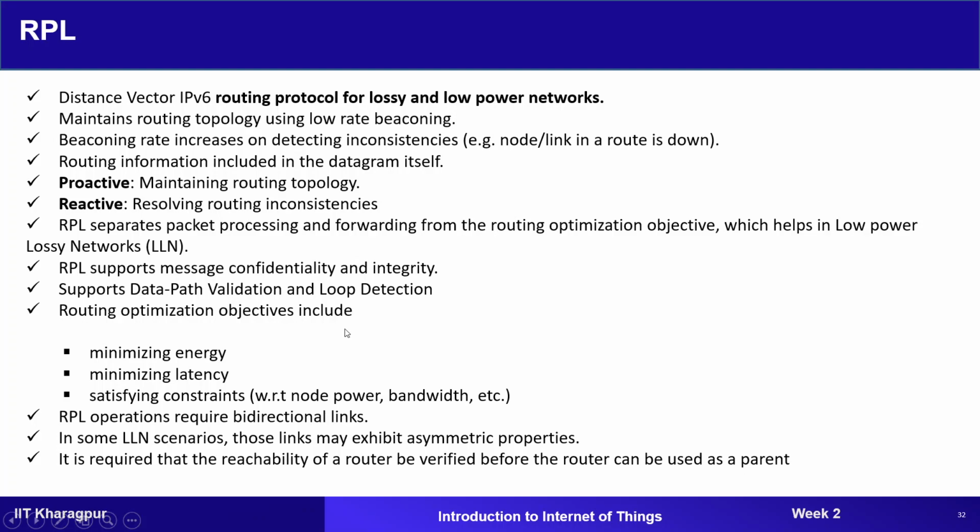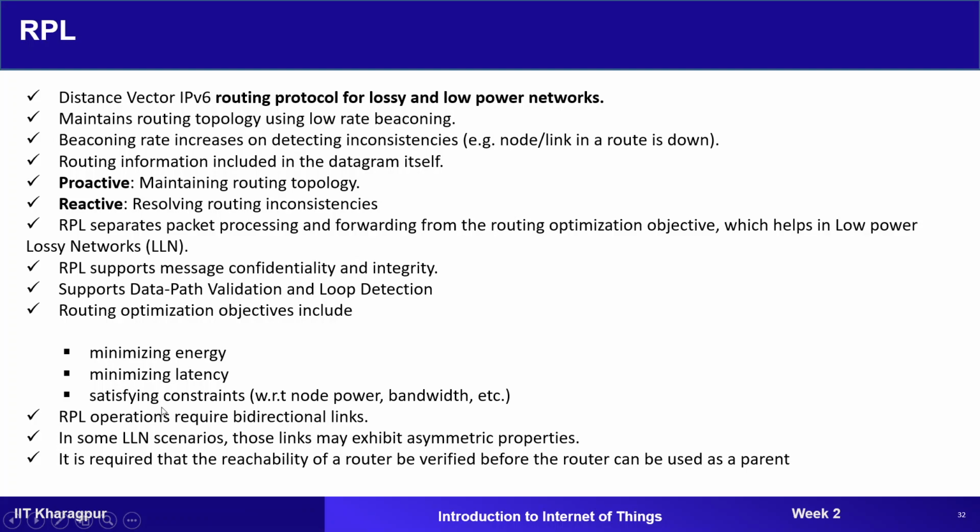Now it is both proactive as well as reactive. Proactive means it is maintaining the routing topology and using that topology for sending the data, and reactive means whenever some inconsistency occurs in the network, it is going to resolve that inconsistency. Further, the objectives of RPL are to minimize the energy used to send the data, minimize the latency, and also satisfy various other constraints such as node power, bandwidth, etc.